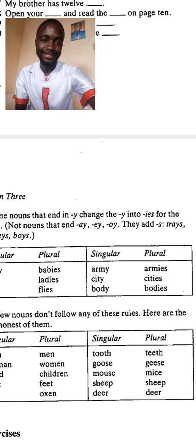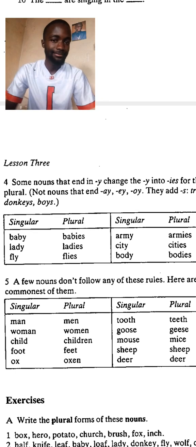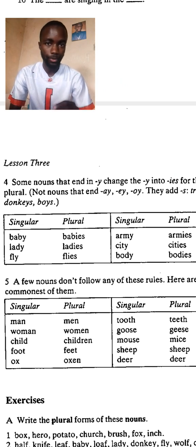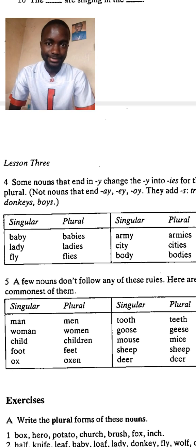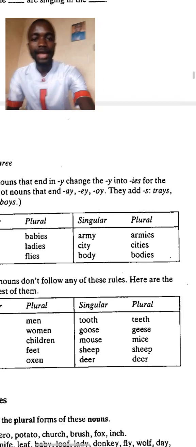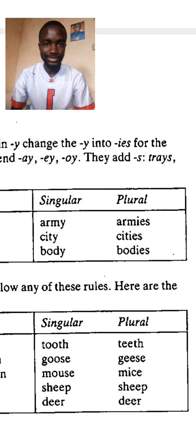Now, listen. You need to be very wise. Baby, babies. What is the letter before Y? B. B is a consonant letter, not a vowel letter. So the rule follows: you remove Y and put IES. Babies. Lady, ladies. Fly, flies. Army, armies. City, cities. Body, bodies. So you can see the difference here.